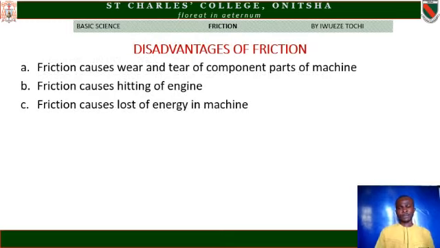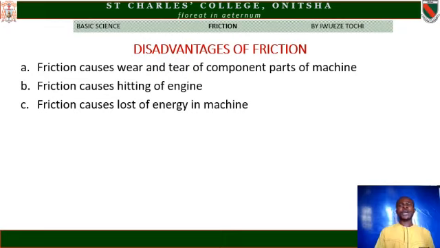Disadvantages of friction. A. Friction causes wear and tear of component parts of machine. A part of a machine that is moving over another always wears out. For instance, when you are using your iron file to sharpen the knife, as you go on using the file, the surface of the file will continue to wear away. Gradually, the surface will finally wash out. That is wearing and tearing.